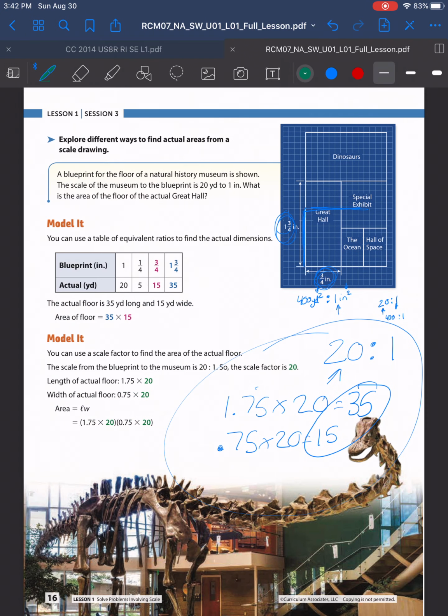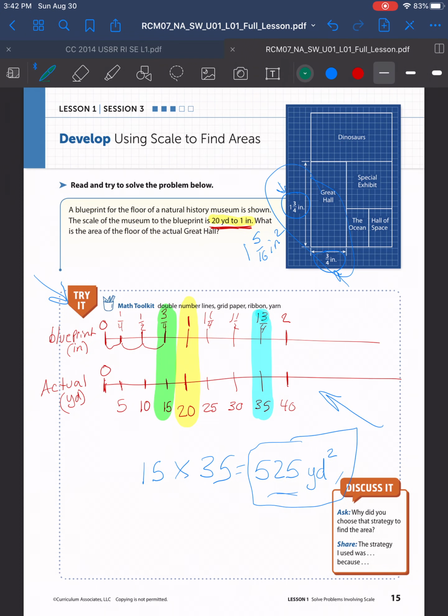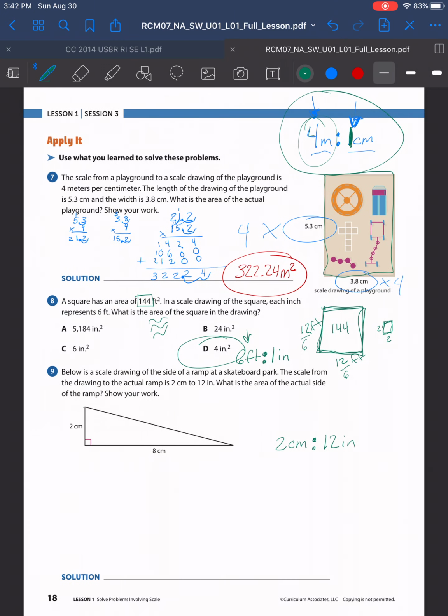Even if we go back a little bit over here, did we have a unit rate of this? Yeah, we had 20 yards to 1 inch. That was a unit rate because there was 1 of something. Now, I need a unit rate for this because there's not 1 of something.